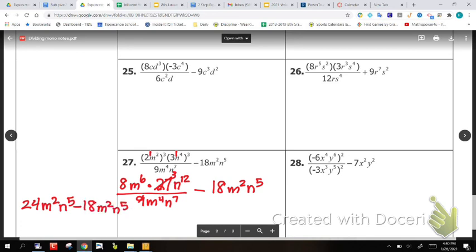Now I'm down to subtraction. I can only subtract them if they are like monomials, like terms, which they are. So you only subtract the coefficients. 24 minus 18 is 6, m to the second, n to the 5th.